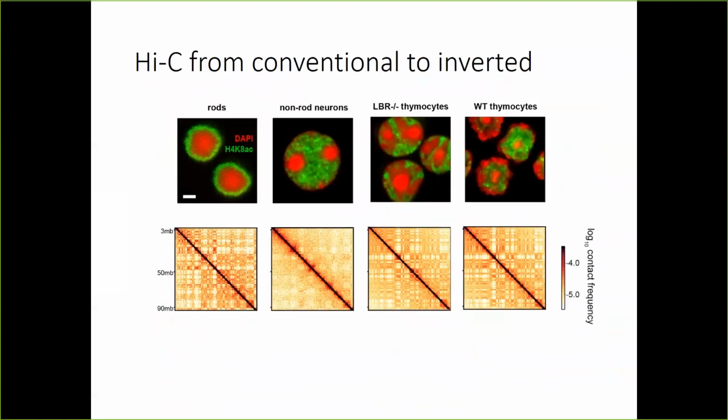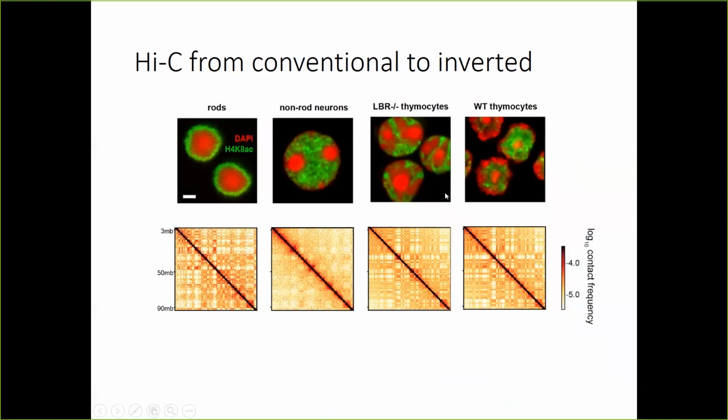So to address this question, we did Hi-C of a number of different types of cells. Obviously we did Hi-C of the rods since they're this ideal model system for disentangling the roles of the lamina and chromatin. We also looked at non-rod neurons, which you can see have quite a different Hi-C pattern. We also looked at thymocytes. This is all in mouse, by the way. We also looked at thymocytes over here on the right. And from Irina's 2013 paper, we also looked at LBR null thymocytes.